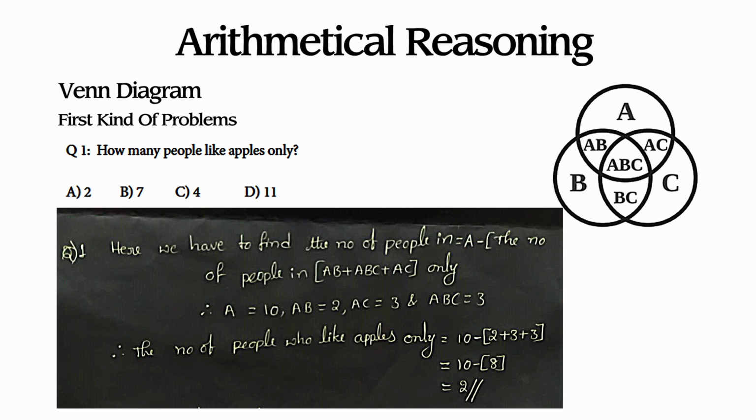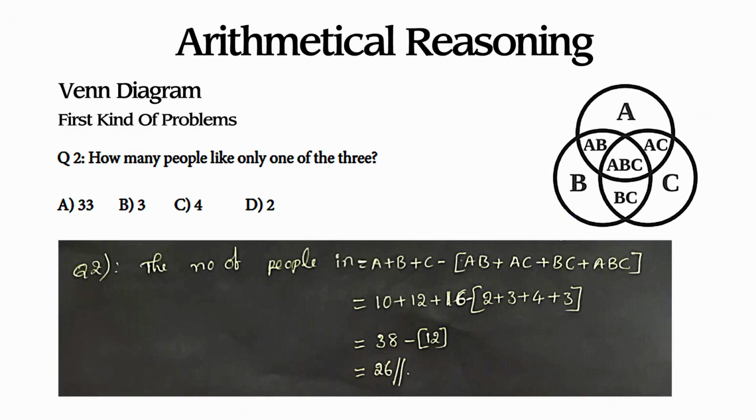First question, how many people like apples only? This means that we have to find the number of people in A minus the number of people in AB plus ABC plus AC only. We know that the number of people in A is equal to 10. Also, the number of people in AB is 2, AC is 3 and ABC is 3. Therefore, the number of people who like apples only is equal to 10 minus (2 plus 3 plus 3), that is 2. So, the answer is 2.